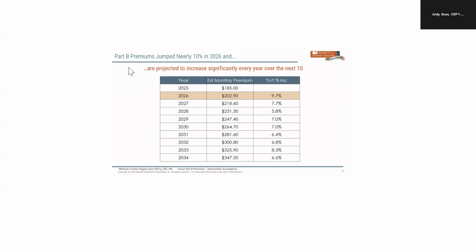This graph shows in 2026, Medicare Part B jumped by nearly 10%, and this is the projected increase by the trustees of Medicare Part B. That's only one aspect of the premiums that a retiree should plan for.